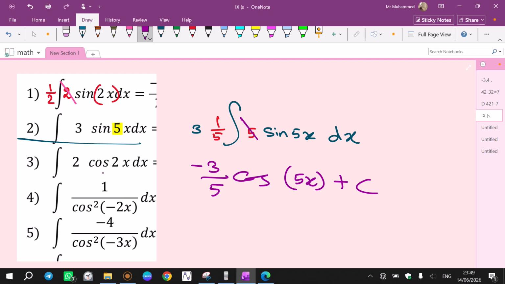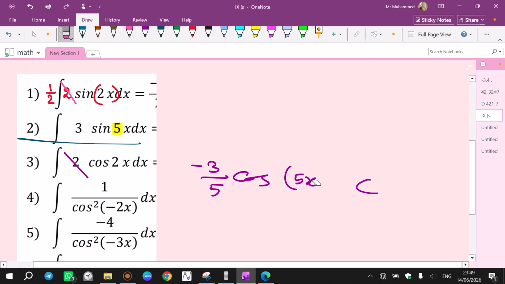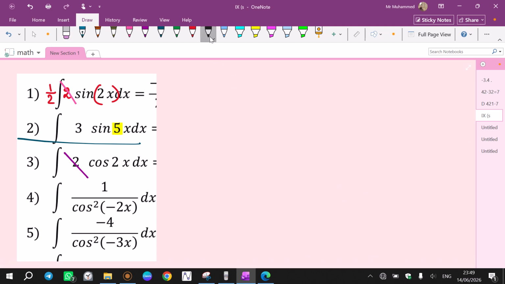Number 3, derivative of inside is 2. It is available outside. The 2 gets cancelled immediately. Integral of cosine 2x is just sine 2x. 1 over cosine squared will be tan, but only if the derivative of inside is available outside. Integral is all about derivative of inside. Whenever derivative of inside is available next to the function, then the integral could be completed.